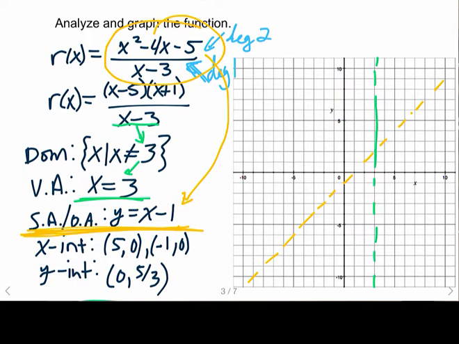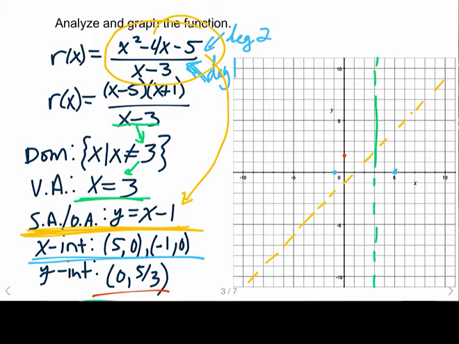We have, let's see here, x-intercepts of 5, 0 and negative 1, 0. And a y-intercept of 0, 5/3. That's like 1 2/3. And now we're ready to go. So we need a graph that's going to obey the asymptotes, not cross any of them. Again, vertical asymptotes are never crossed. Horizontal or slant asymptotes, we can figure out if they get crossed, but in this case the answer was no. And we have these intercepts that we're looking at.